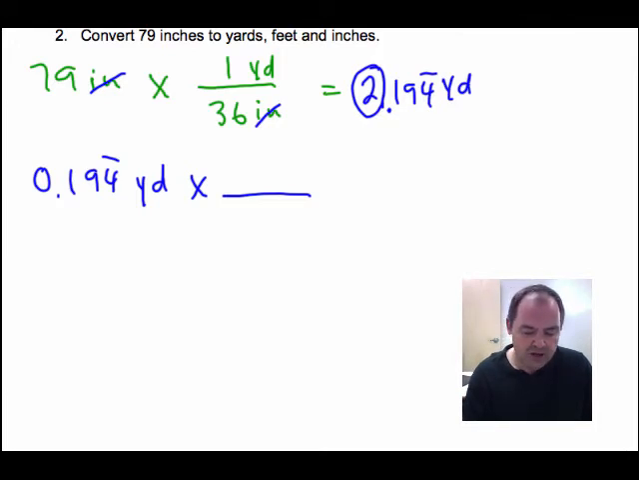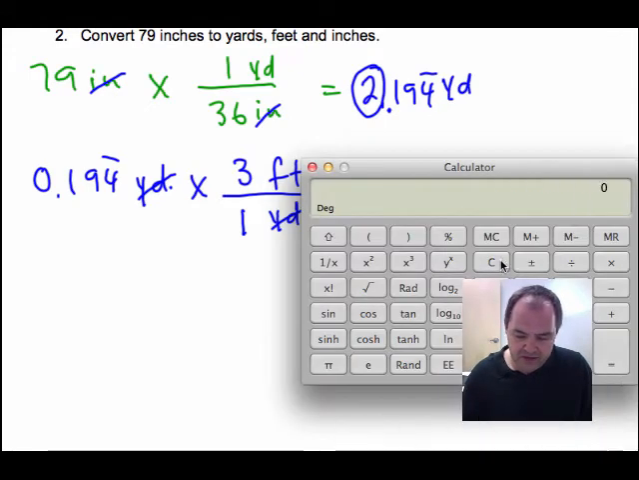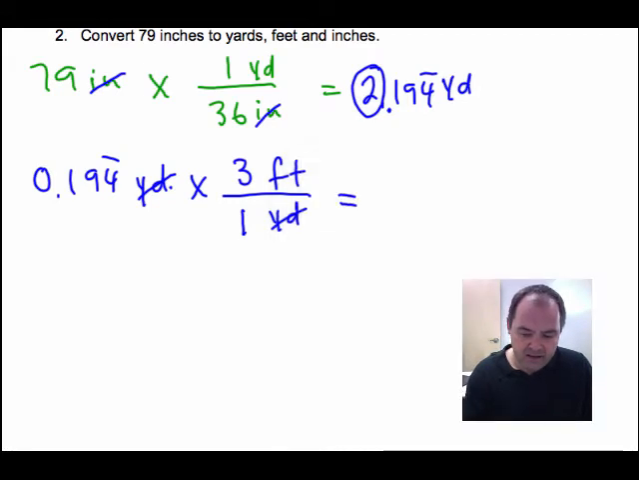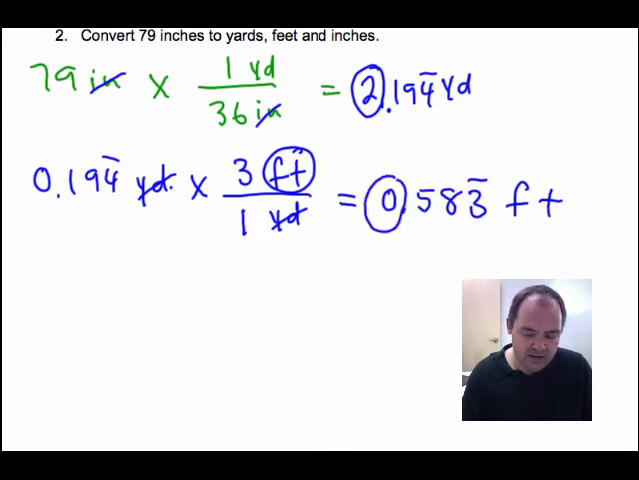So we want to convert from yards to feet. So the yards would have to go on the bottom, feet on the top, so that the units cancel. From our formula sheet, we see that 1 yard is equal to 3 feet. And if we multiply across, 0.194, a bunch of 4's multiplied by 3, gives us 0.583 repeating. 0.583 repeating feet, which means we have 0 complete feet.